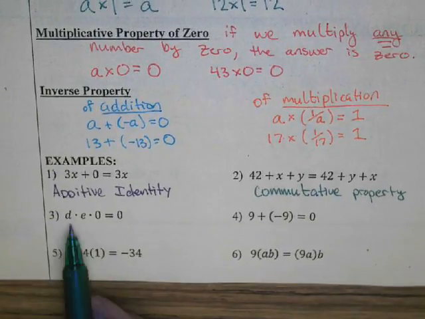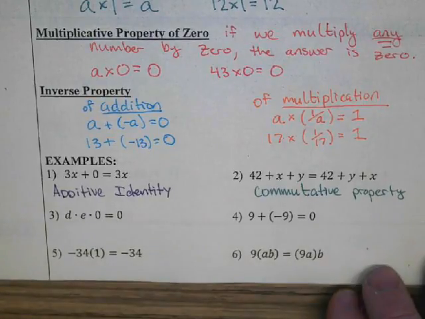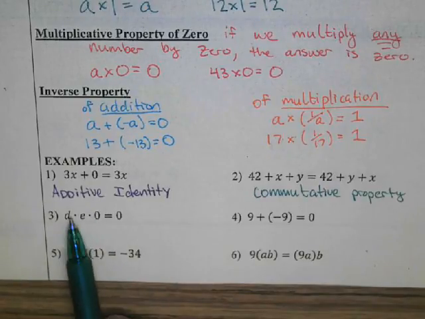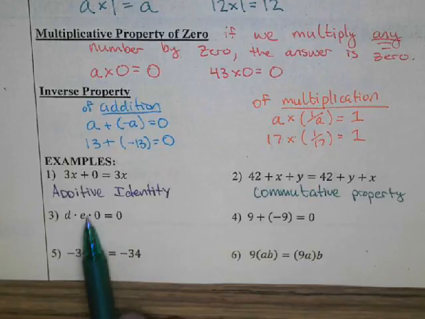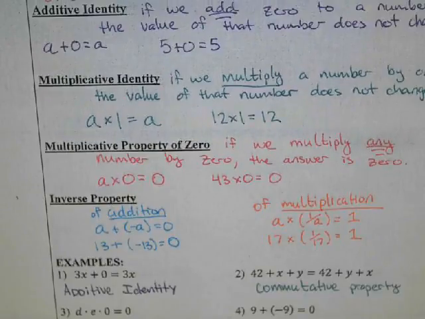On number 3, it says d times e times 0 equals 0. So we're looking for a property where if we multiply a bunch of things together, or if we multiply some items together and then we multiply by 0, we equal 0. So we're looking for multiplication times 0 equals 0. So where do we see that?